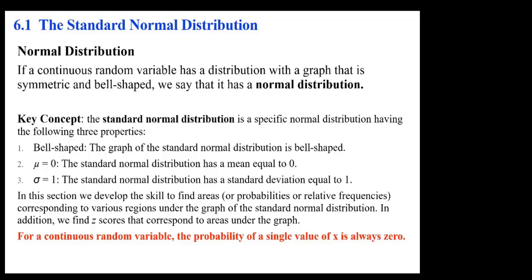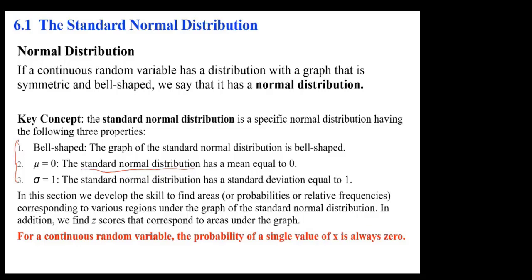For a continuous random variable, the probability of a single value of x is always 0. For a normal distribution, we really have to pay attention to those three. If you're claiming something is a normal distribution, you have to come up with parameters mu and sigma. And mu happened to be 0 for the SND, standard normal distribution, and sigma happened to be 1 for the SND. And this is what is used for the concept of Z-score, if you will.